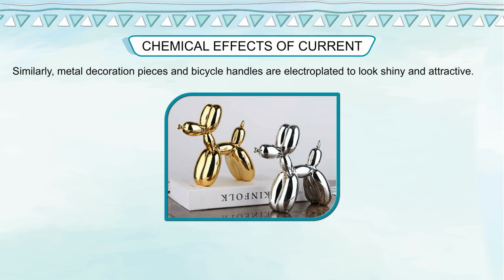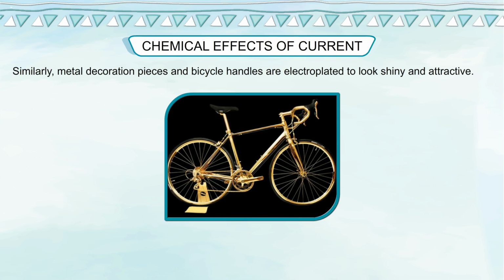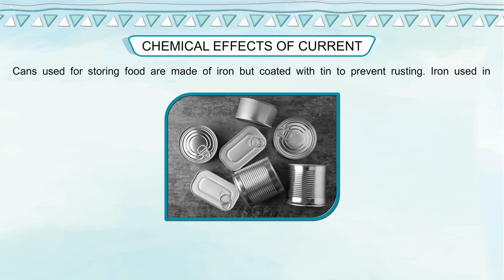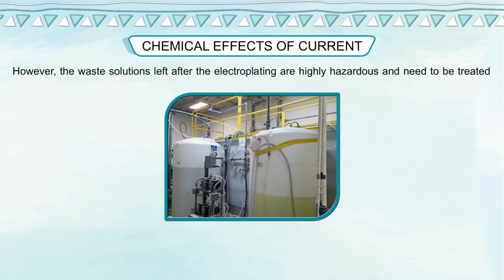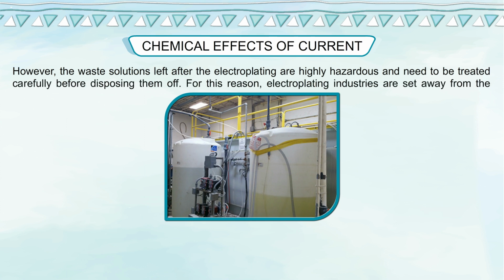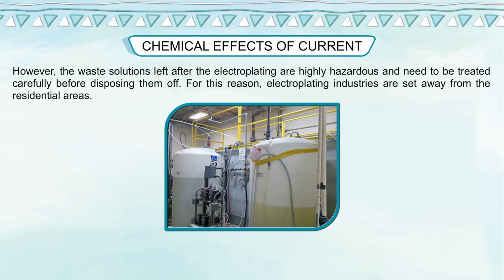Similarly, metal decoration pieces and bicycle handles are electroplated to look shiny and attractive. Cans used for storing food are made of iron but coated with tin to prevent rusting. Iron used in construction work is coated with a layer of zinc to prevent its rusting. However, the waste solutions left after the electroplating are highly hazardous and need to be treated carefully before disposing them off. For this reason, electroplating industries are set away from the residential areas.